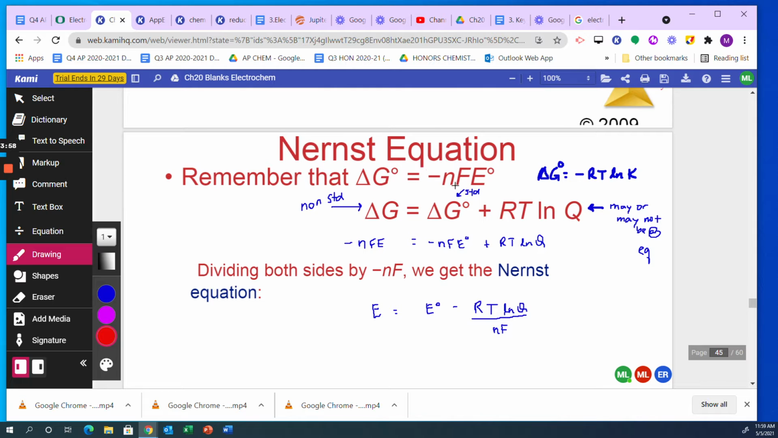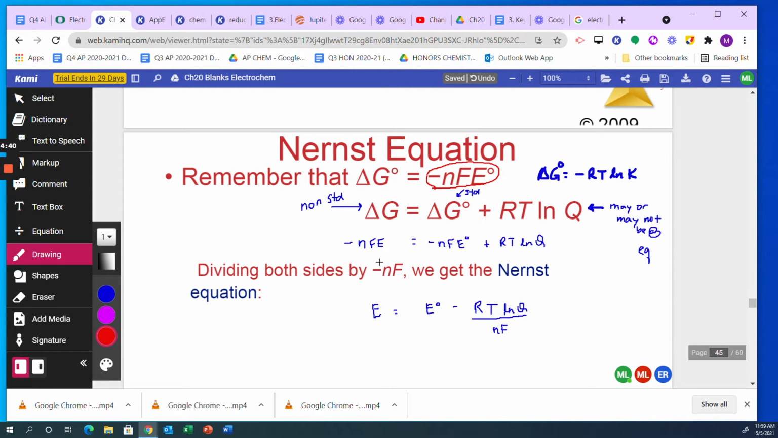First, here's the delta G equation. You also know the delta G with a natural log of K. You have those two. This is the delta G equation for non-standard. So if you have non-standard, you have delta G standard conditions plus RT ln Q. We used this in our last chapter, in chapter 19. Q is the reaction quotient. You may or you may not be at equilibrium. So using these two equations, I'm going to plug in this -nFE here. So this is non-standard, -nFE non-standard: delta G equals -nFE standard plus RT ln Q.